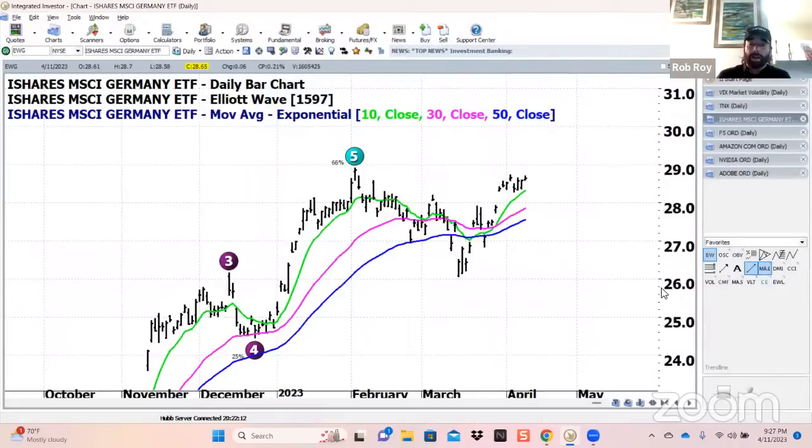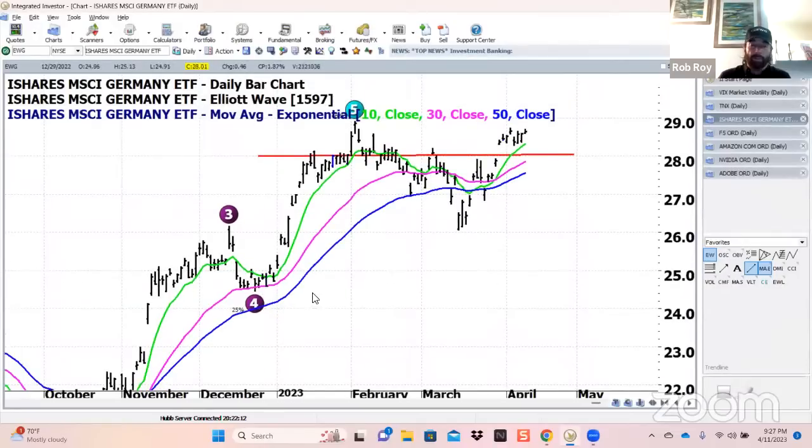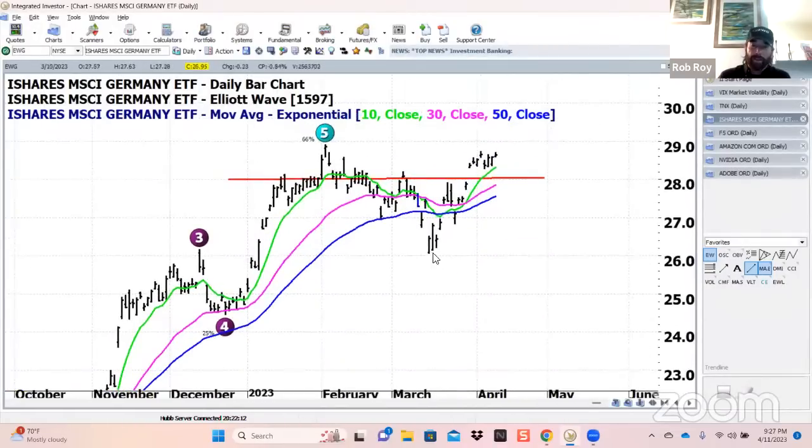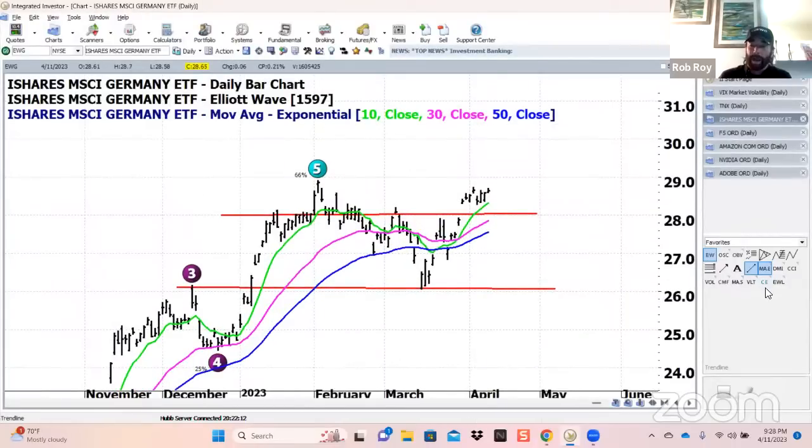So looking at the EWG here, man, just flexing. So impressive, I think, what's occurred here. We broke below 28, that area of resistance, and it looked like, okay, down here in March, we're about to head down to this previous 4. Not so fast. We held the area at 26, and what was key there? That's where the previous wave 3 high was, going back to December. Held that area, turned around, jumped back up, good positive 10/30 cross here, and now we're back up at these highs around the wave 5 that occurred back in February.